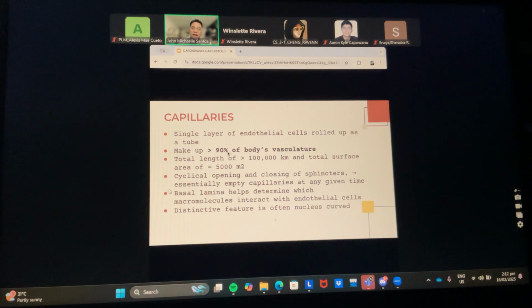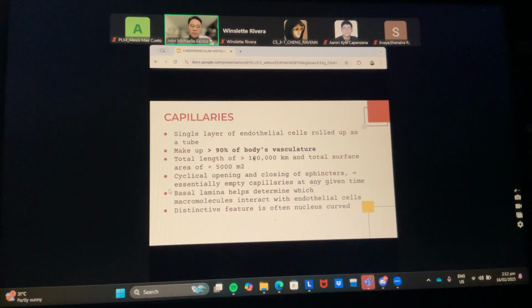ano daw yung pinakamaraming blood vessel. Usually nawawala sa isip natin yung capillary kasi nga they are small, di ba? Ang usually sinasagot natin yan, veins, arteries, mga ganun. Pero they actually are the largest in volume.